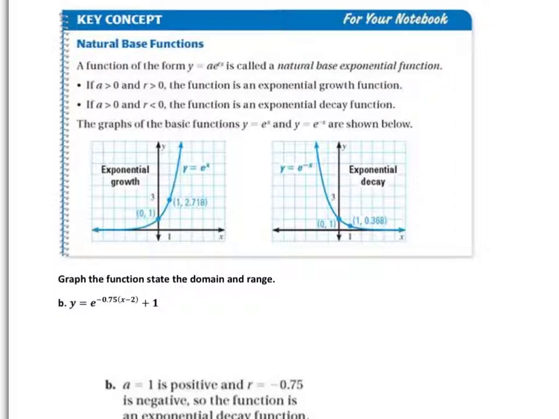So if I just look at this, I know this is exponential decay because in this case, a is 1 because there's no number there, but r is negative 0.75. So that means exponential decay because a is positive, r is negative. Now what does that minus 2 mean? It means it's shifted right 2, and then up 1 unit. Okay?